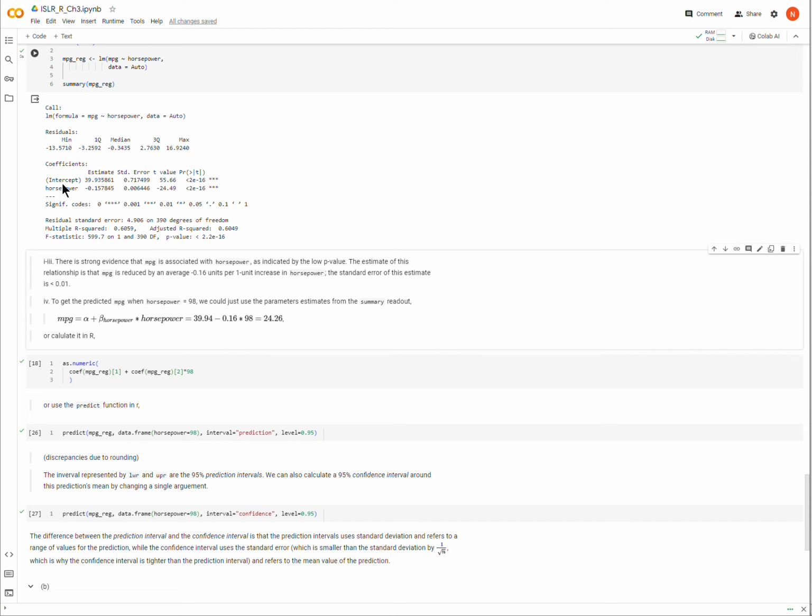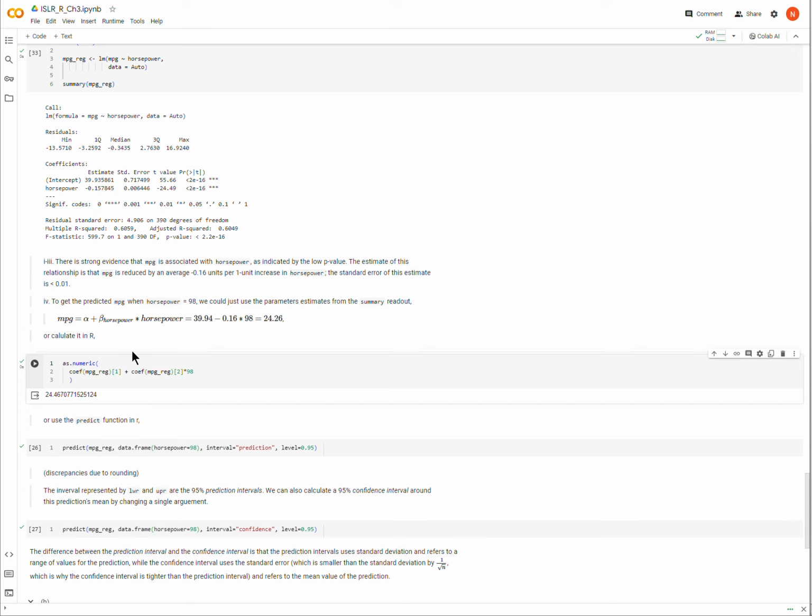And remember, the lm function estimated, even though this says horsepower, that is a piece of data. It is estimating the beta coefficient for horsepower. Well, we could just plug the estimate values we got in for that, and we would get this. Okay. We could also calculate that in R. So that's pretty close, just minus maybe some rounding error.